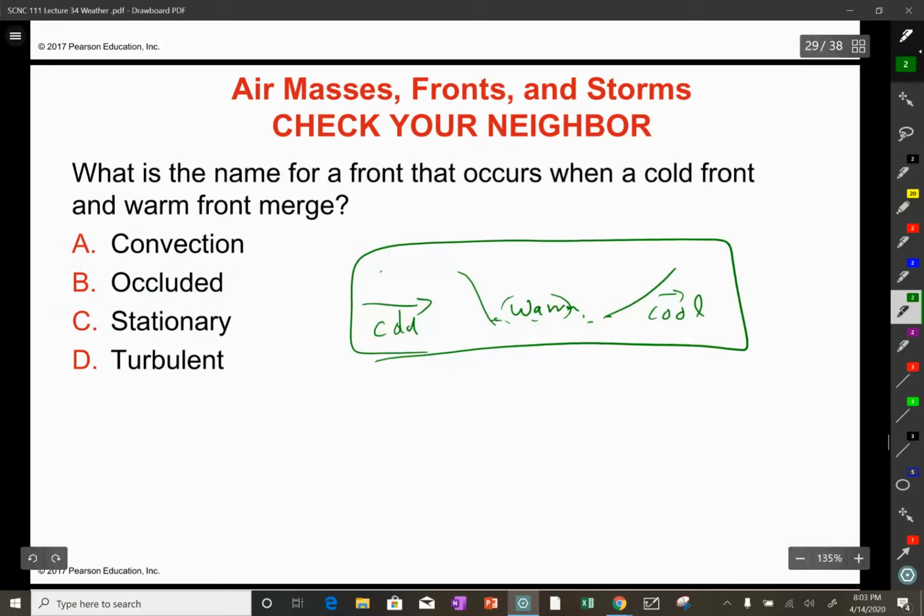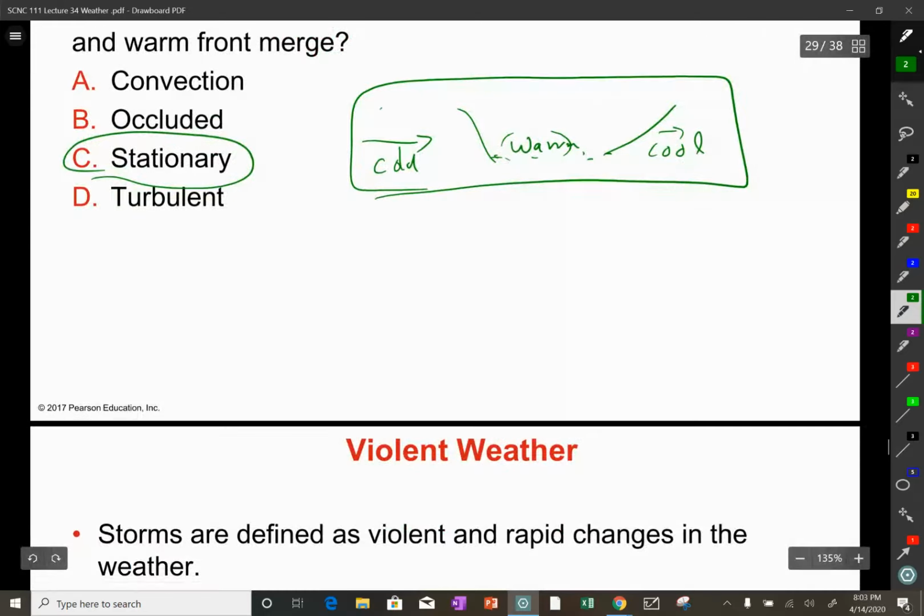Actually, you know what? I think the answer to this was supposed to be stationary, because when they actually merge and they're not moving, it's stationary. I just prepared this beforehand, and I go lame.